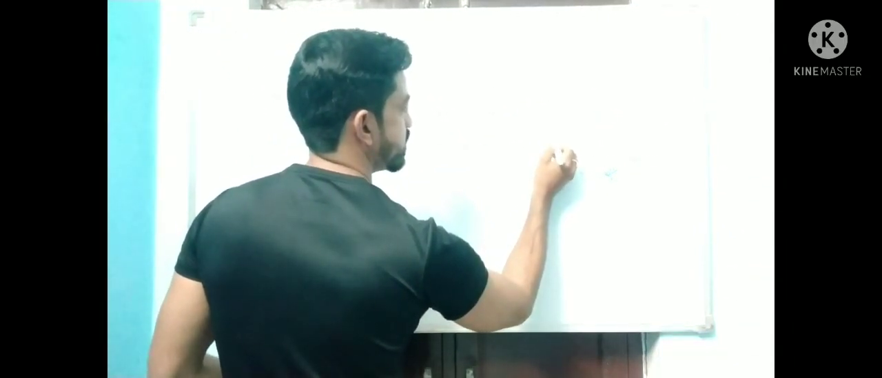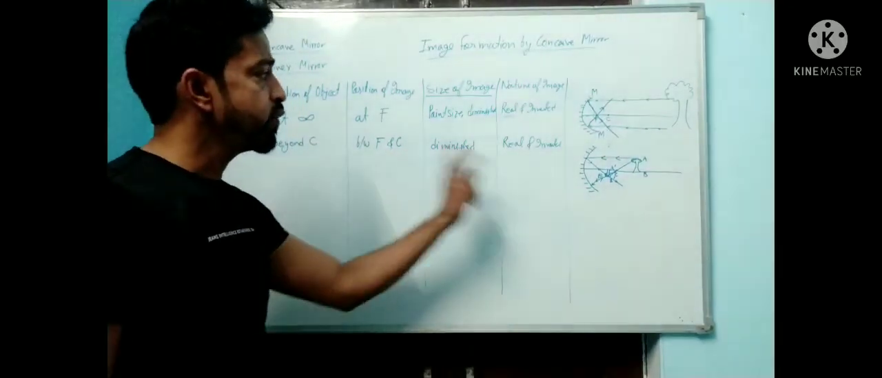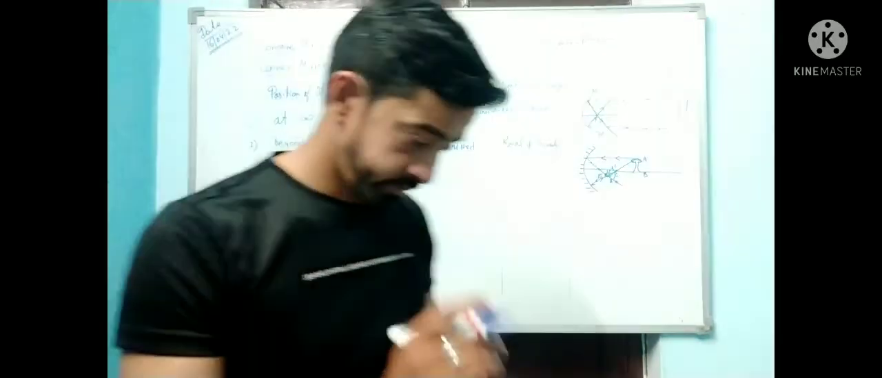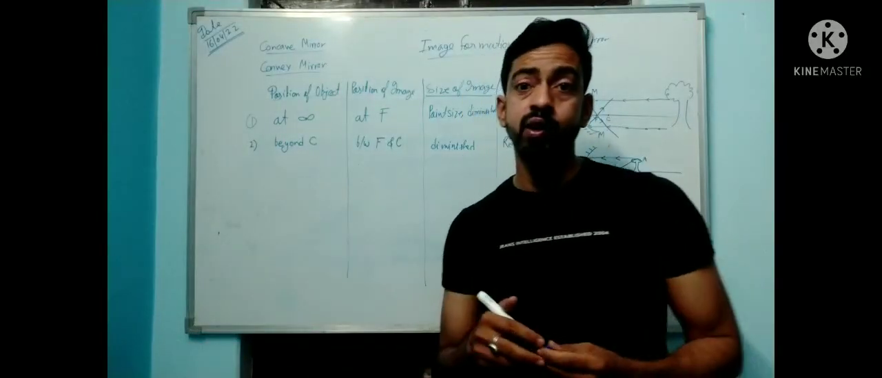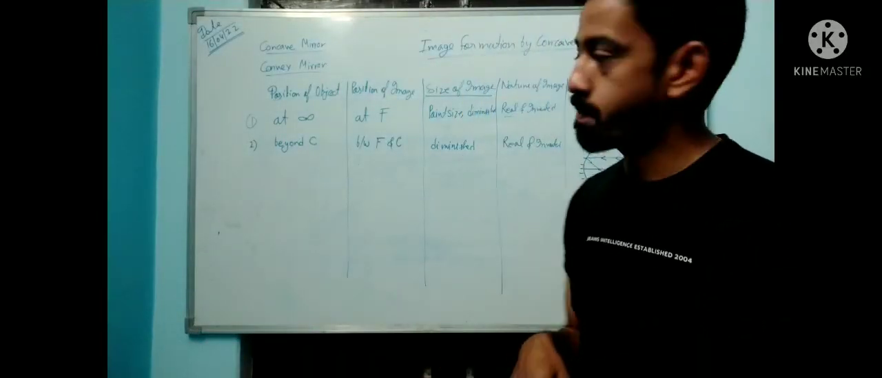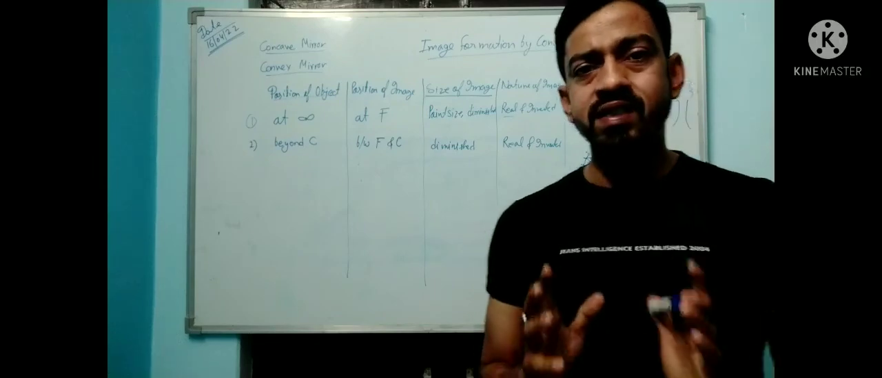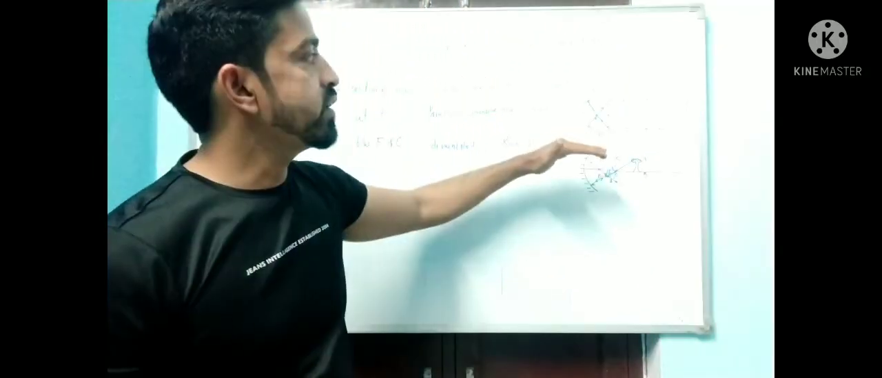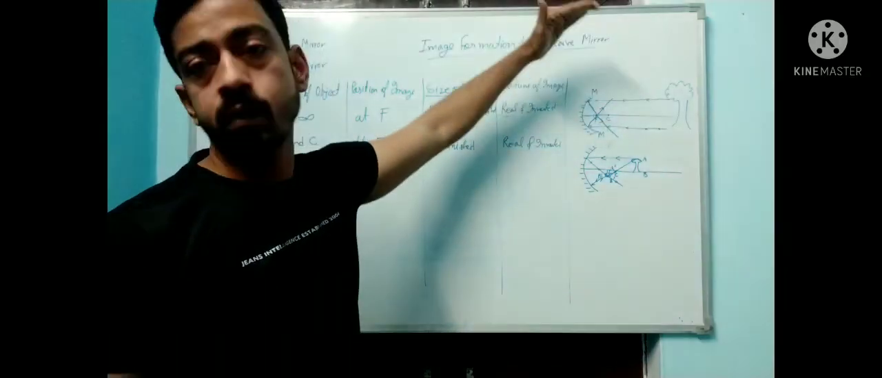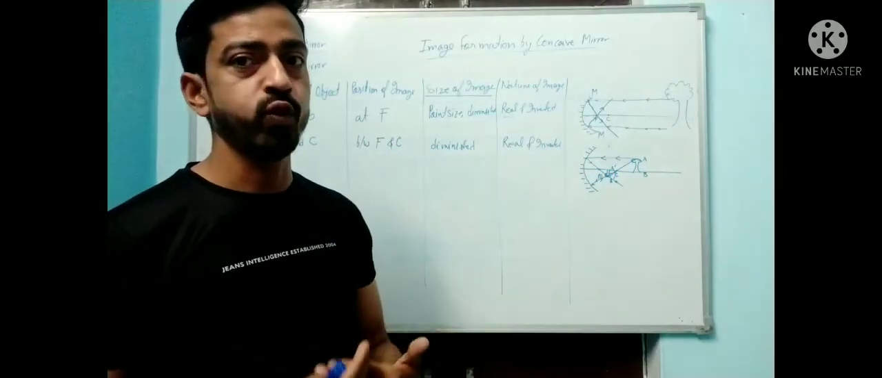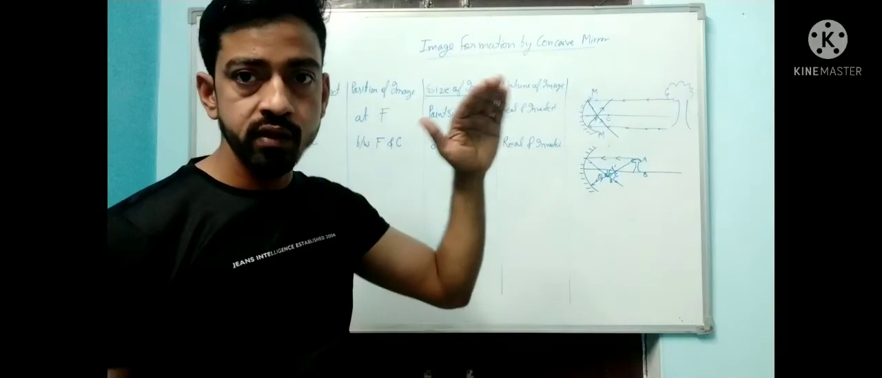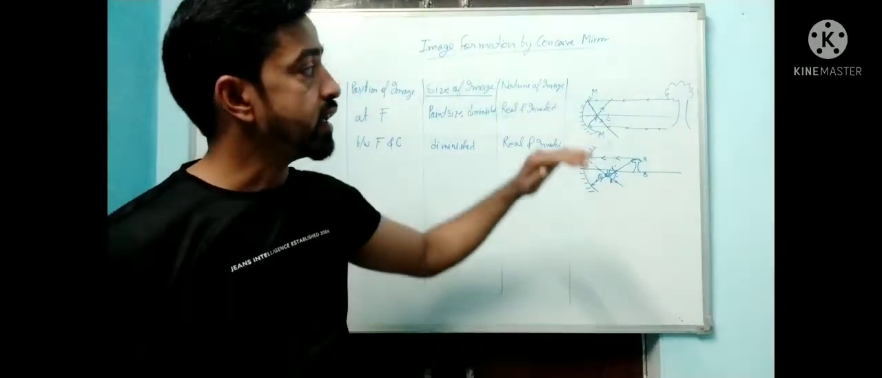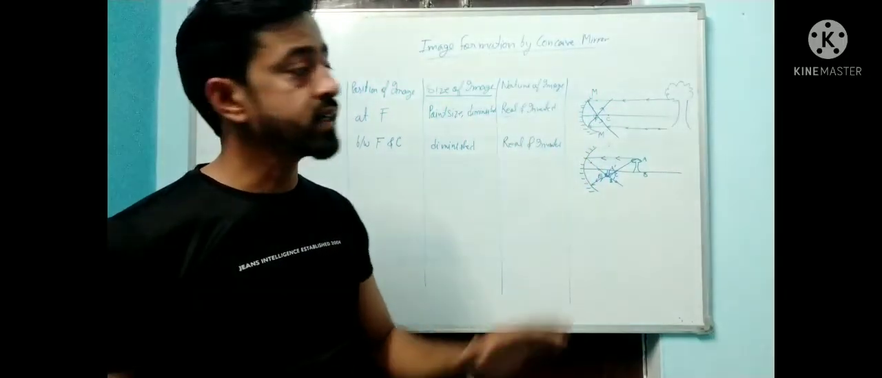Why is it real? Because it is on the same side of the mirror. Why is it inverted? Because it is formed below the principal axis. You also understand sign conventions: whenever we take above the principal axis, all signs are positive, below is negative, and the image is erect.